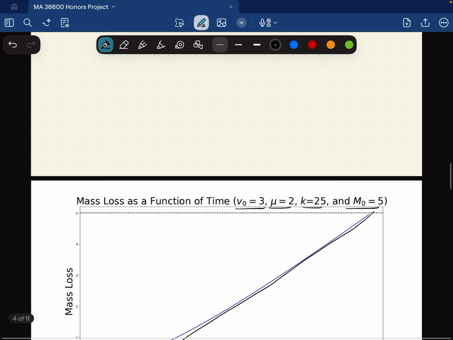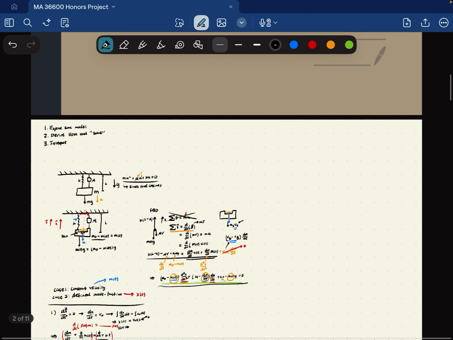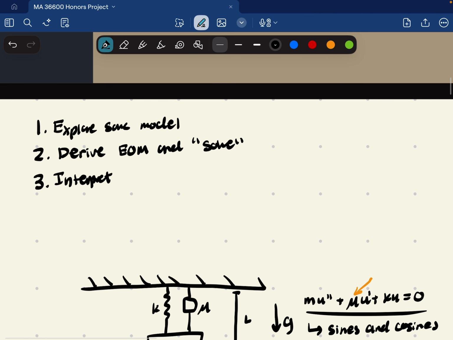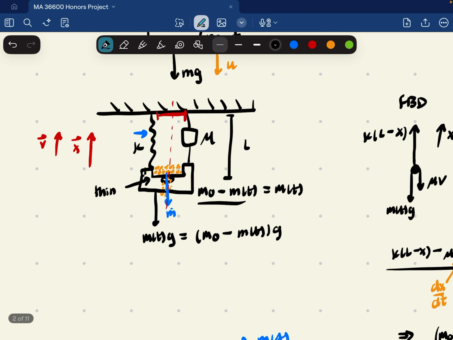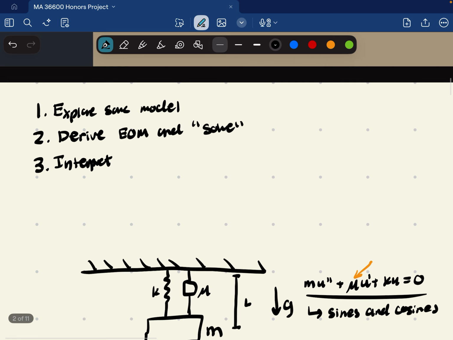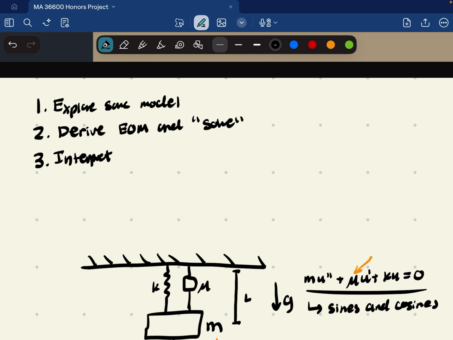So that was the project in general. Returning to the start, we explored a model here. We took a basic oscillator and added one particular thing, which is that it has a variable mass now instead of a constant mass. Then we derived the equation of motion for it, and we solved it. Once again, solve depends on how you define the word solve. And then we interpreted solutions. So that's a summary of the honors project that I did.